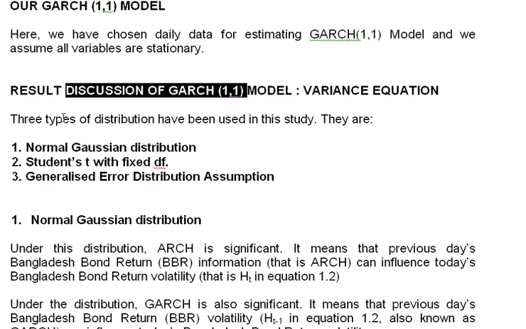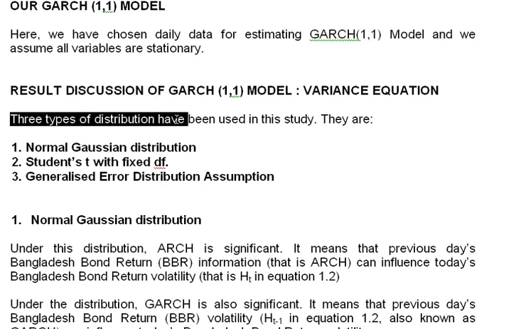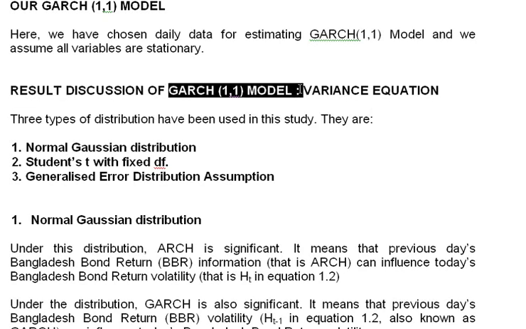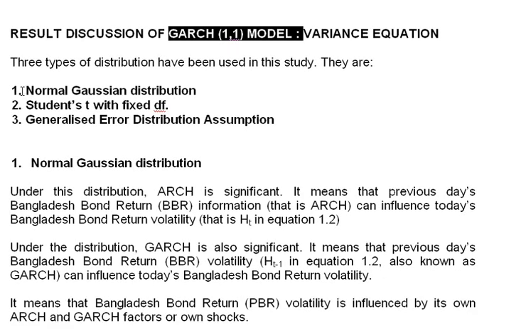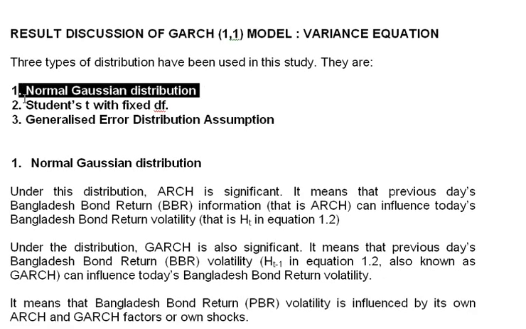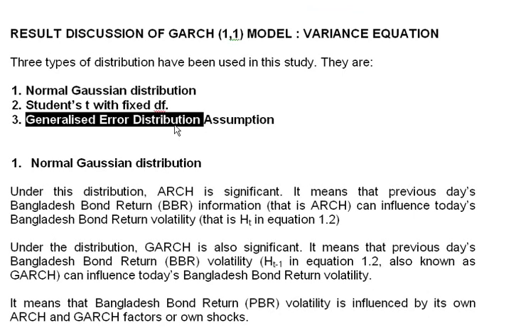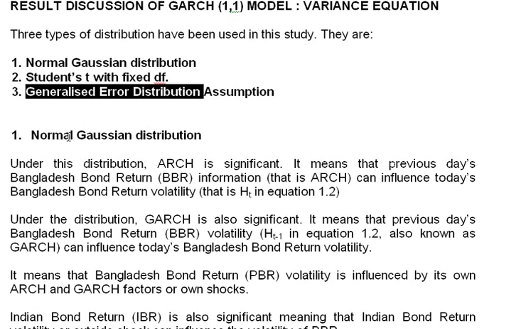But this GARCH model can be estimated using a few distributions. So here we have used three types of distribution to estimate the GARCH 1-1 model. They are the normal Gaussian distribution, Student's t with fixed DF, and the generalized error distribution, that is called GED. So we have used these three distributions in estimating the GARCH 1-1 model. And what is the result we have got?